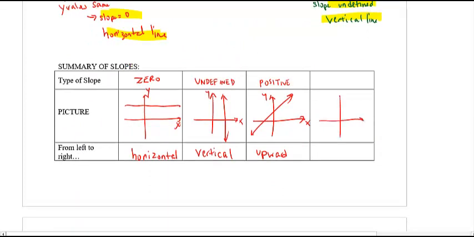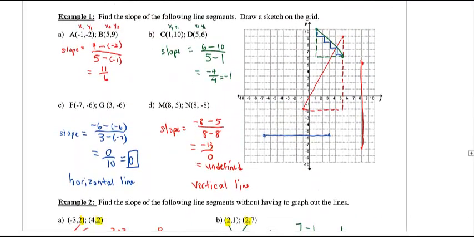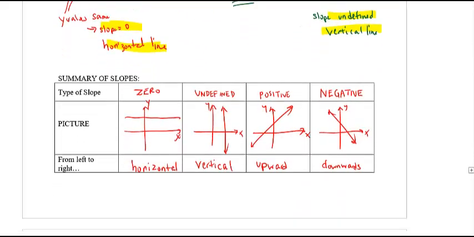And finally, if I had something going downwards from left to right, what do you see? Yeah, you got a negative slope. And that's evident from part B in example number 1. So these are the 4 different types of slopes you can see.